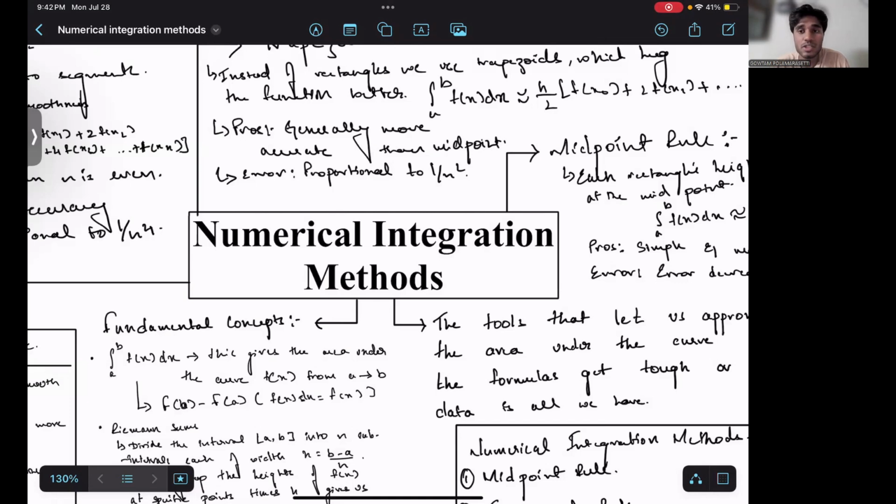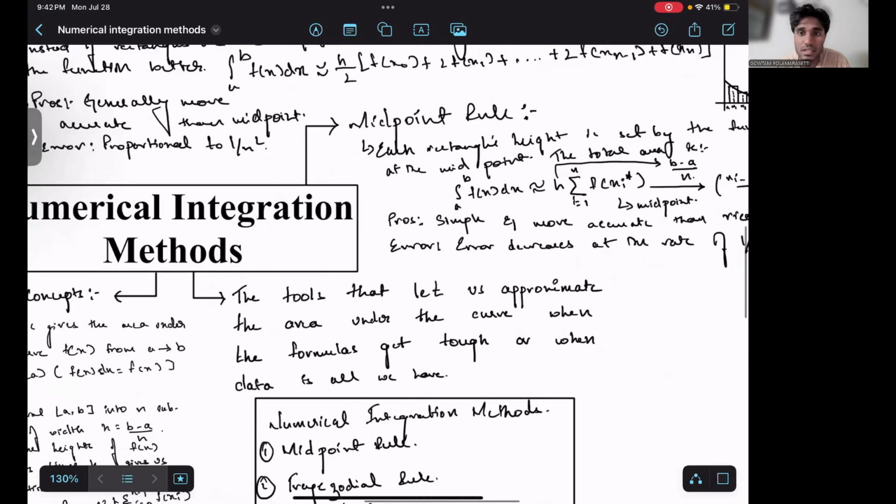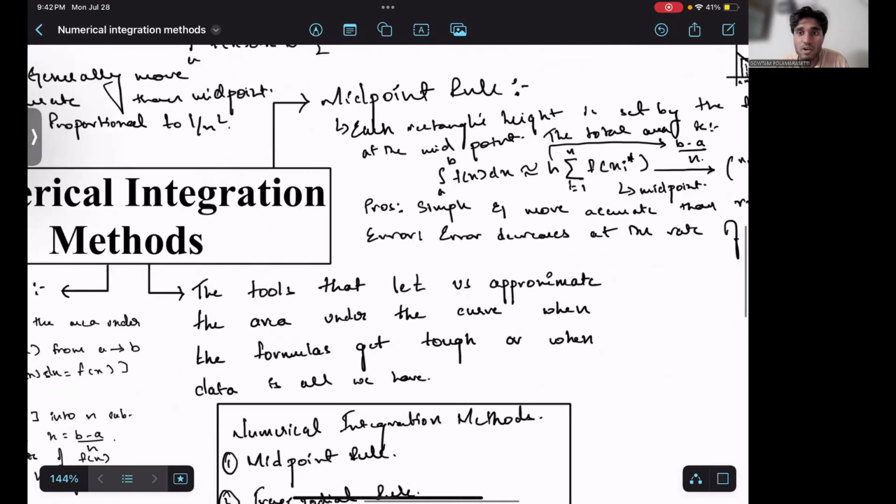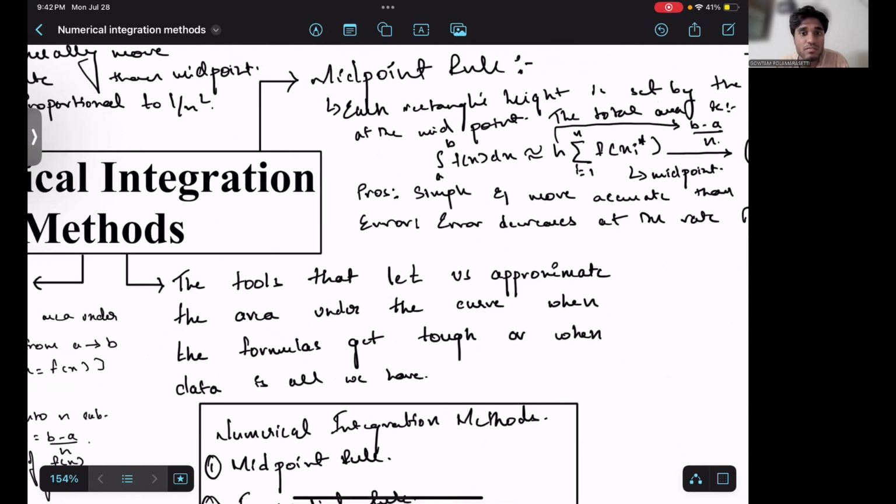Today, let's explore the concept of numerical integration methods. These are the tools that let us approximate the area under the curve when formulas get tough or when data is all we have. So, why do we need numerical integration methods? Sometimes finding the integral of a function analytically is impossible or too complicated. In real life, measurements come as data points, not equations. By the end, you'll know several key techniques and when to use each, armed with real examples.